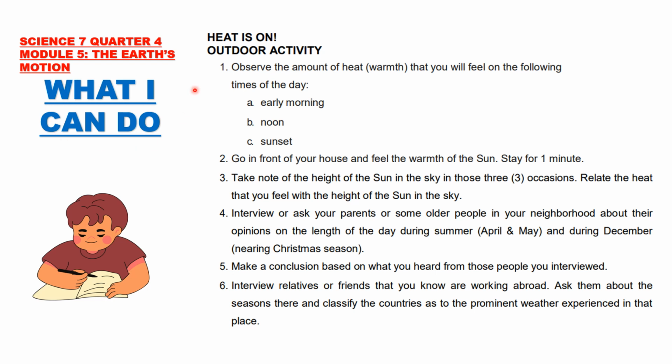What I can do. Outdoor activity. Number 1, observe the amount of heat that you will feel on the following times of the day. A. Early morning. B. Noon. C. Sunset. 2. Go in front of your house and feel the warmth of the sun. Stay for 1 minute. 3. Take note of the height of the sun in the sky in those 3 occasions. Relate the heat that you feel with the height of the sun in the sky.